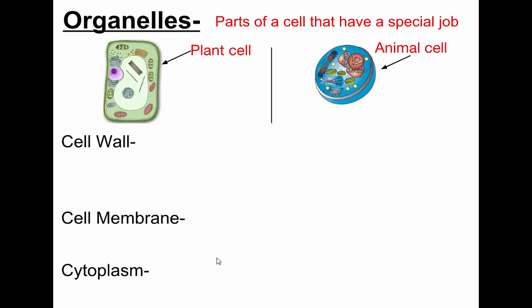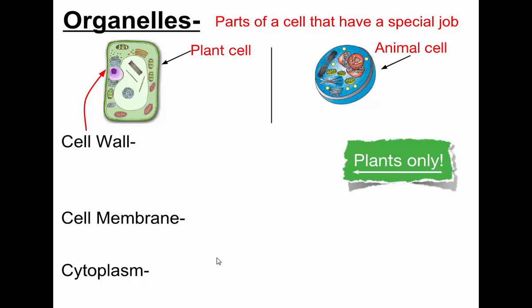So the first is the cell wall, which is shown right here. It's a dark green outer edge of this plant cell. It's thick. And it's only in plant cells. So be sure to write that down. Other organisms like bacteria and fungi do have a cell wall too, but we're not getting into those right now. And this cell wall is made of a material called cellulose.